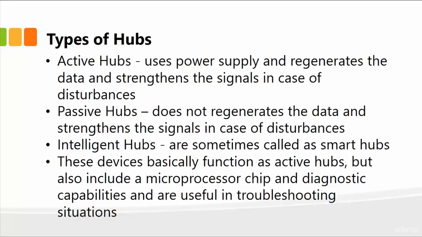There are passive hubs as well that do not regenerate the data and strengthen the signal in case of disturbances. And these are typically used for media devices, right? Then there are intelligent hubs, and they're sometimes called smart hubs. And these devices basically function similar to an active hub, but they also include another function, which is a simple microprocessor chip and diagnostic capabilities that are useful in troubleshooting situations. So different scenarios call for implementing different types of hubs.